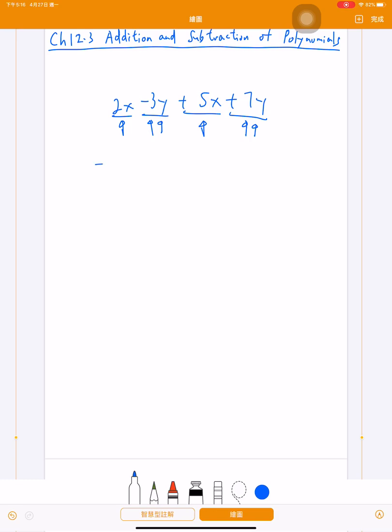So we can arrange the order. For example, 2x and then the positive 5x put together. For the another terms, that is negative 3y and positive 7y, we put it later. Okay, so these two, add them together is 7x. These two, add them together is positive 4y. So the answer is this one, right? And these two is not like terms, so they cannot add together. Okay, so that's all here.